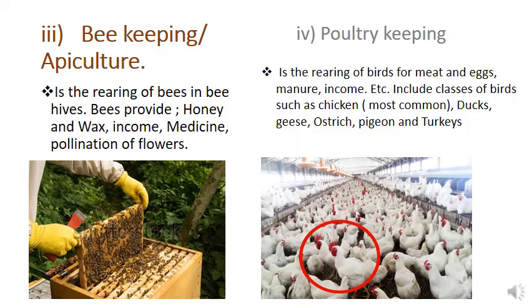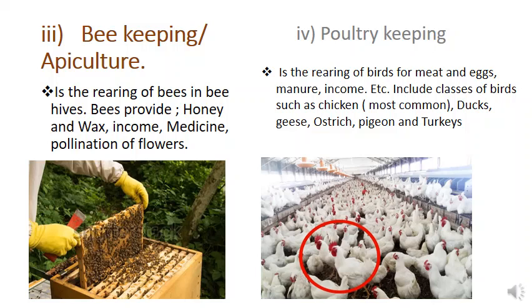Another type of livestock farming is poultry keeping, which involves rearing of birds. Birds are kept for meat, eggs, and high quality manure, because birds don't urinate, so their urea comes out with feces. That means their manure is of high nitrogen content. When the meat, the eggs, and the manure are sold, they earn income for the farmer.